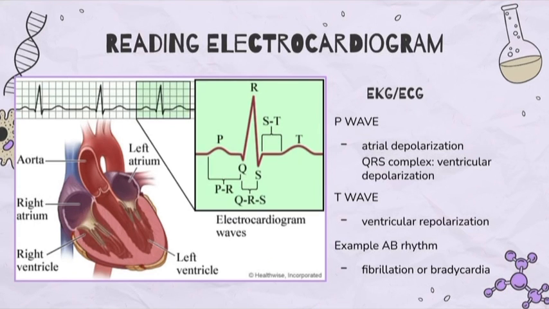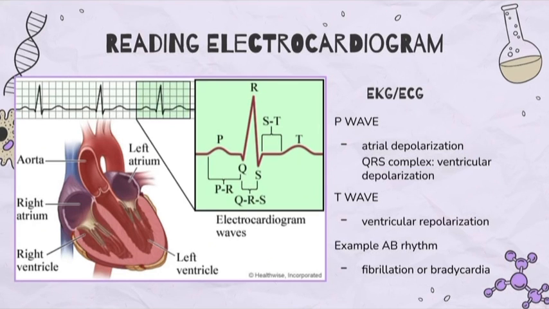To visualize the heart's electrical activity, we use an EKG. The P wave represents atrial depolarization, which triggers atrial contraction. The QRS complex reflects ventricular depolarization, the signal that causes the ventricles to contract, and it's usually the largest wave on the graph. And then the T wave represents ventricular repolarization, or recovery.